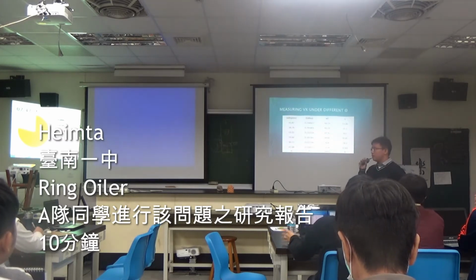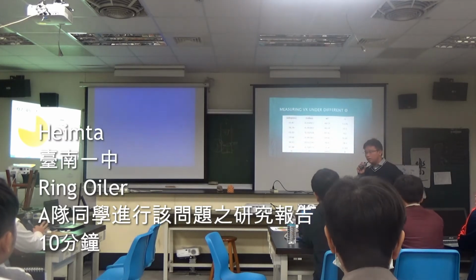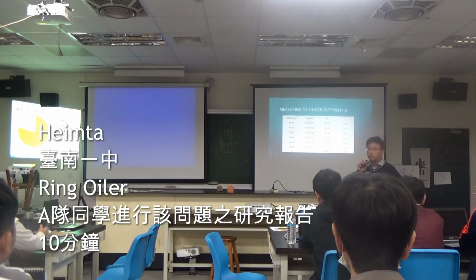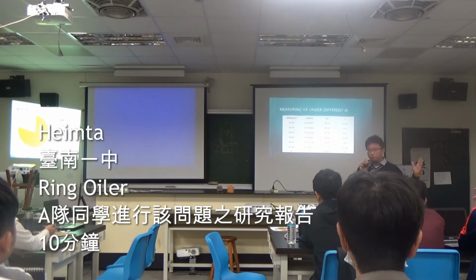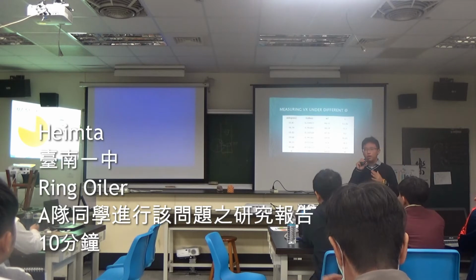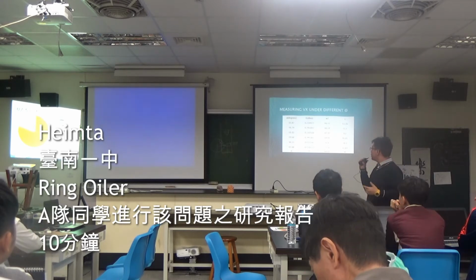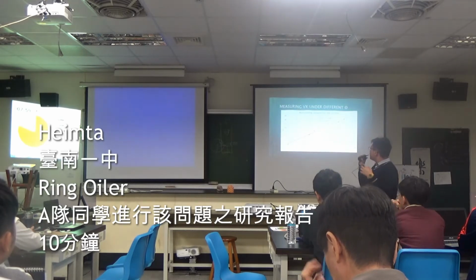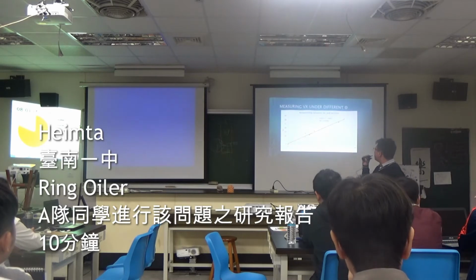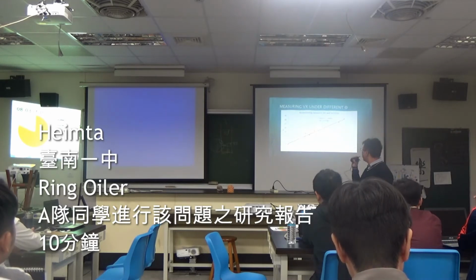Next is measuring Vx under different thetas. Similarly, we are still using a camera to record the speed of the ring moving down the shaft, and then we use Tracker to analyze this speed. And so this is our diagram of the relationship between Vx and omega 2 times sine theta.